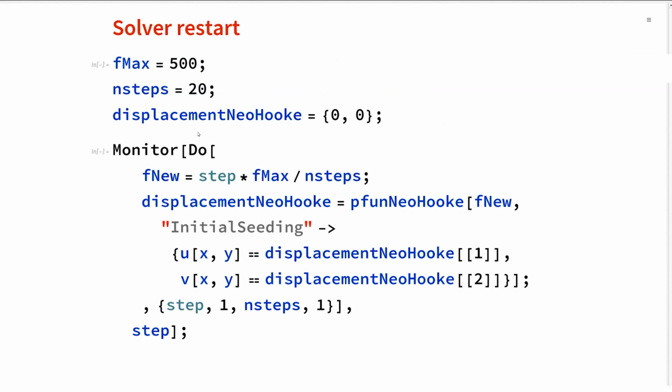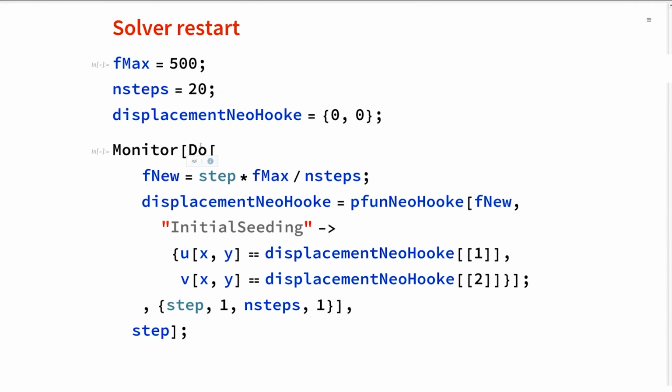One approach to tackle these highly nonlinear problems, so any highly nonlinear PDE problem, is by using a solver restart. What we're doing is we're specifying a maximum force, 500. So it's even more than what I showed initially, the 450. And we want to get to these 500 newtons in 20 steps. And we start basically with zero displacement. Now I have a Do loop.